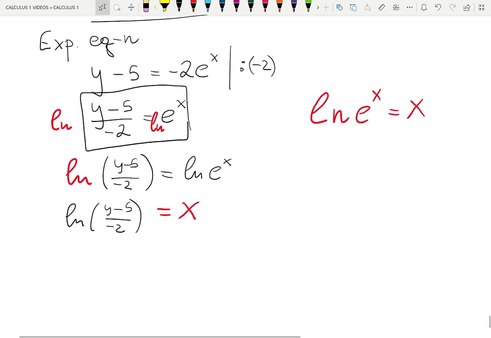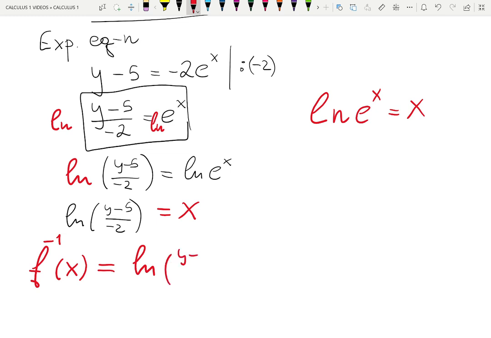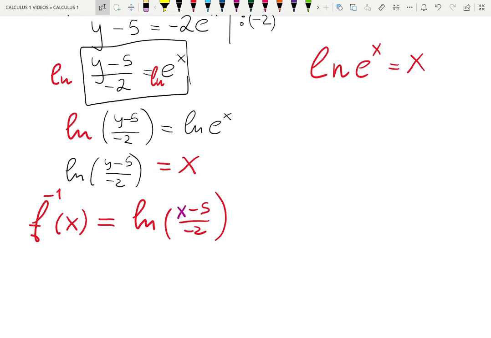The last step is to write down the function in terms of x. It's not actually always necessary, but if the problem asks you to write down the inverse as a function of x, that means I cannot write down ln of y minus 5 over negative 2, right? Because it all depends on y. Thus, I will change y to x, basically renaming the input and the output. And I will explain it in a second again.